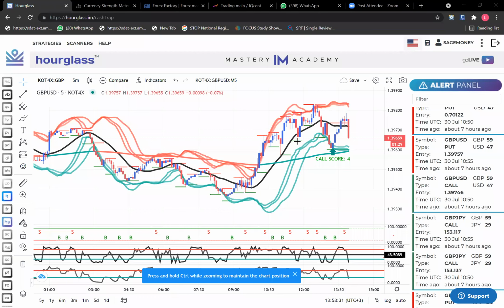What should you do? Now, like I told you, this right hand side shows your countdown timer. You're going to see how many minutes is on the timer.